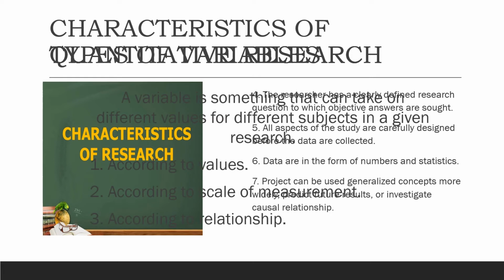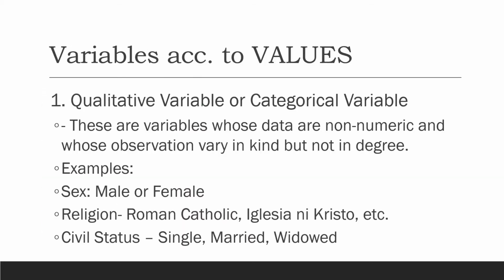So now, in our research study, we do have the variables. So ano nga ba ang variables? A variable is something that can take on different values of different subjects in a given research. Ang labo naman, 'di ba? But when we say variables, ito po yung mga bagay-bagay na nakakaapekto or naaapektuhan within your study. We have 3 types, rather, according to values, according to scale of measurement, and according to relationship. Later on, we will be studying them one by one.